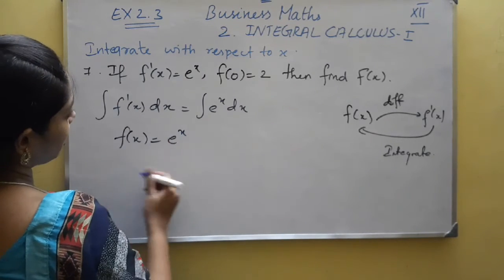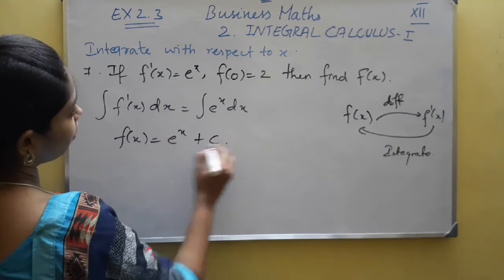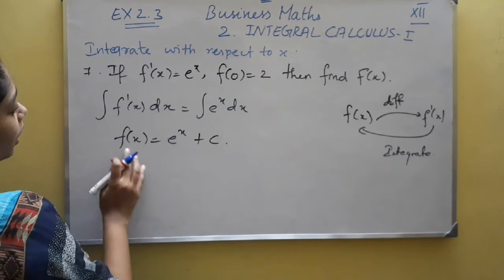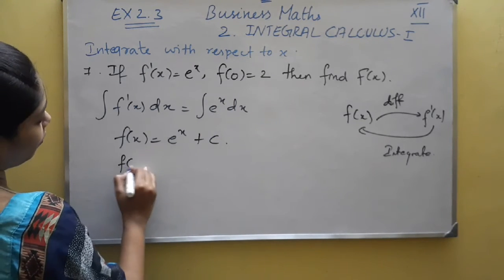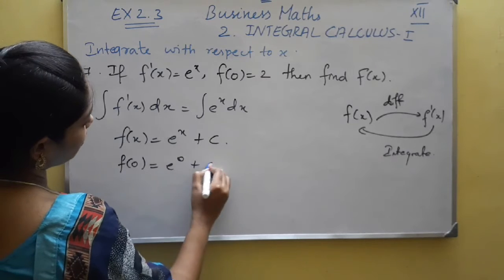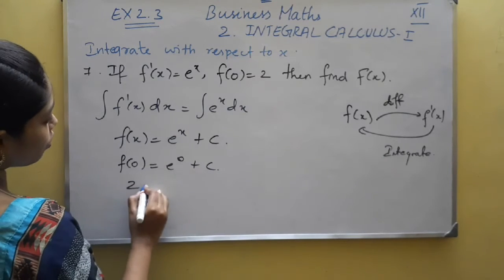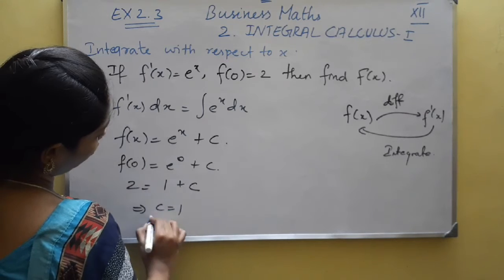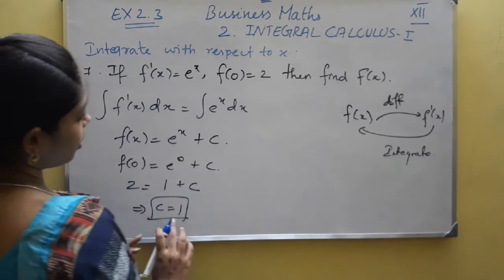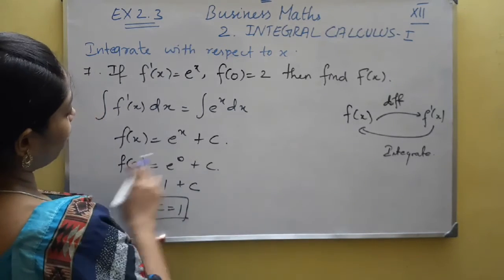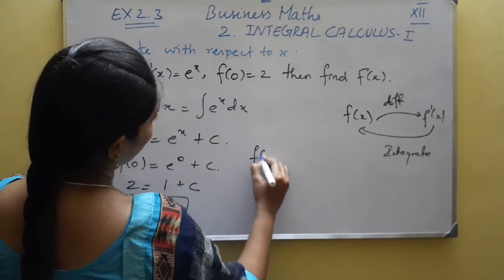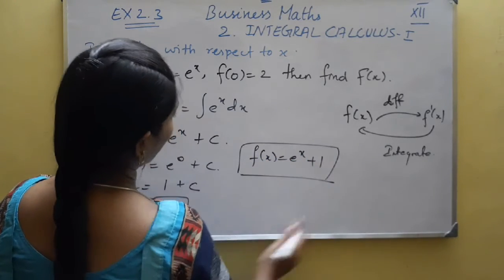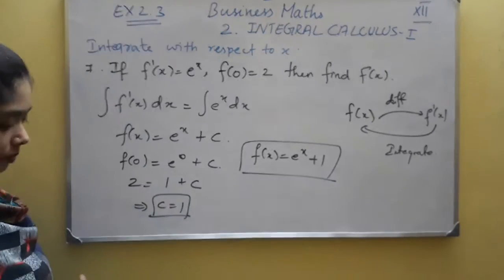This is e power x. While integrating, I will get plus c. One condition is given, f of 0 equal to 2. Replace x by 0: e power 0 plus c. My f of 0 value is given as 2, e power 0 is 1 plus c, which implies c equal to 1. They asked me to find the function, so f of x equals e power x plus 1. This is my required function.